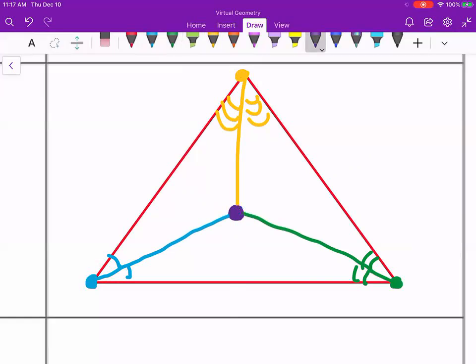Okay, so that incenter is equidistant to all three sides of this triangle at a right angle. Now, that doesn't mean in this case that either side of the 90 is congruent. That's not what that means. But that means that dot to all three sides with that 90, those are all the same length.